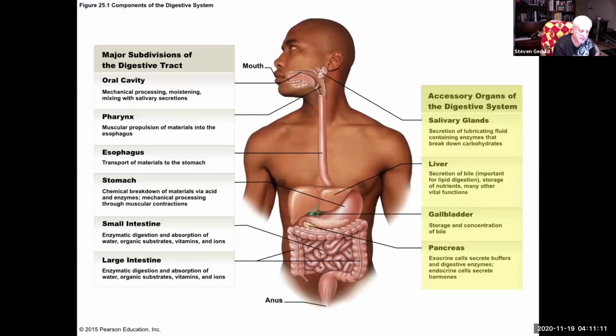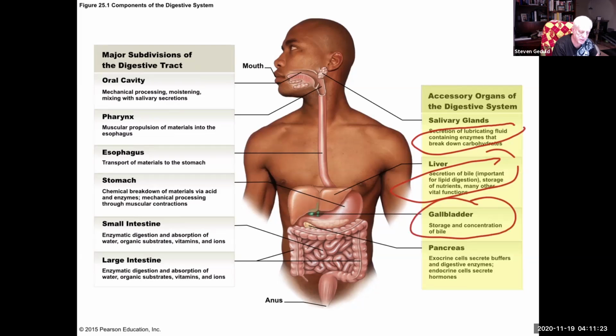All right. So salivary glands lubricate fluid containing enzymes that break down your carbohydrates, amylase, all three of them. The liver secretes bile, and the gallbladder stores it and concentrates it. The pancreas, the exocrine cells secrete buffers and digestive enzymes. The buffers raise the pH to make it less acidic as it comes from the stomach. It's right in the duodenum.